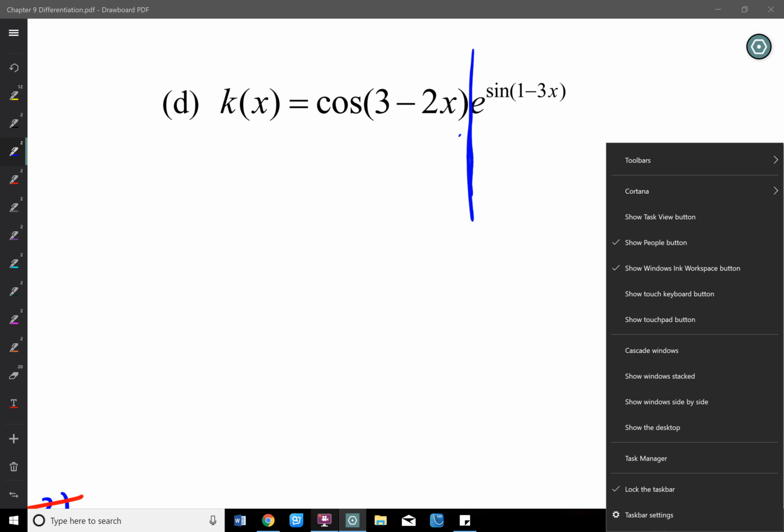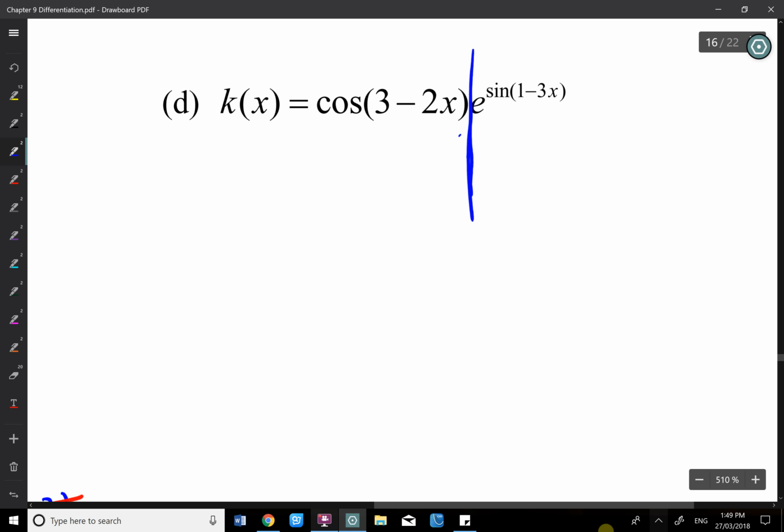Well, what do you need to do? I just want to know if it's positive or negative. Cos will become negative sine, but should the answer for this question be positive or negative? Positive, because we have the derivative of the inside, negative 2, and then cos becomes negative sine of 3 minus 2x, and that is a positive 2, right? So the derivative is 2 sine(3 minus 2x).